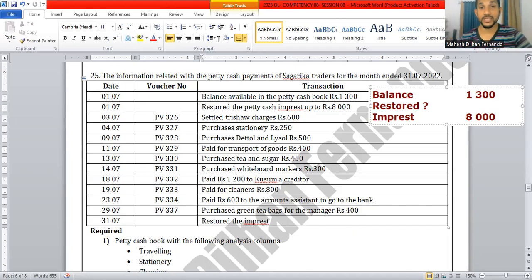Additions 9,600. It is just 6,700. 1,300 plus 6,700 is 8,000. I repeat, balance is 1,300, restored amount is 6,700. Now the imprest is 8,000. So here in the second transaction, the value has to be 6,700. Then only the imprest becomes 8,000.